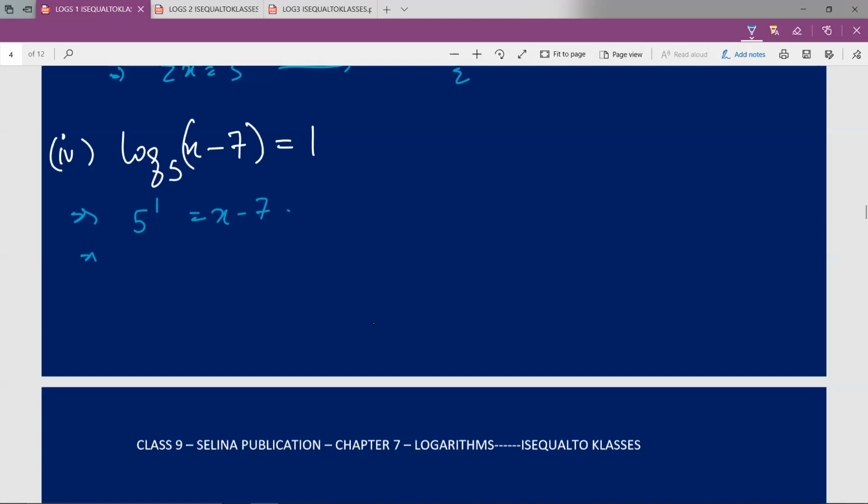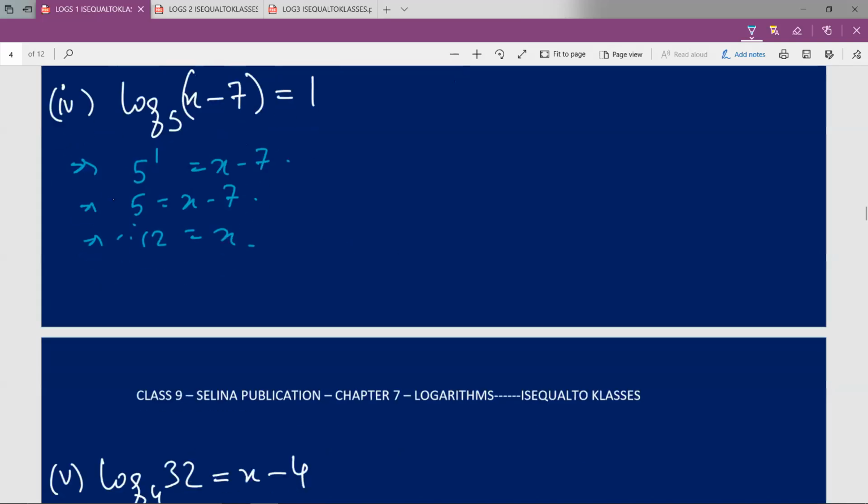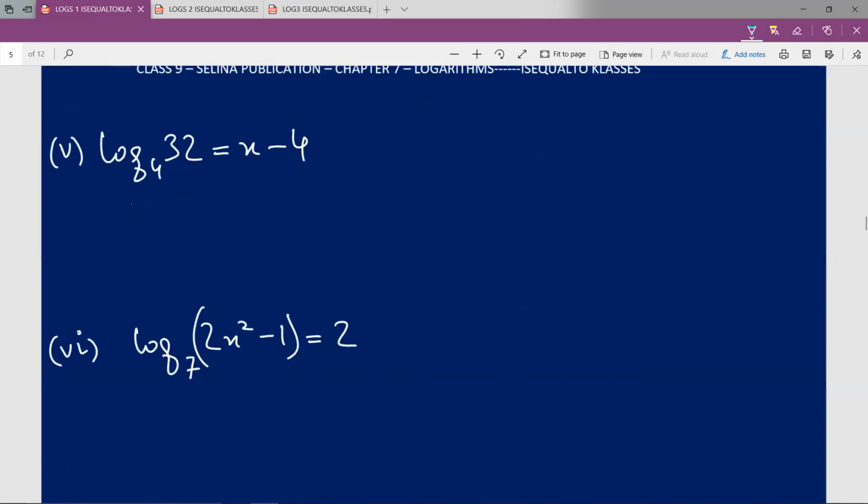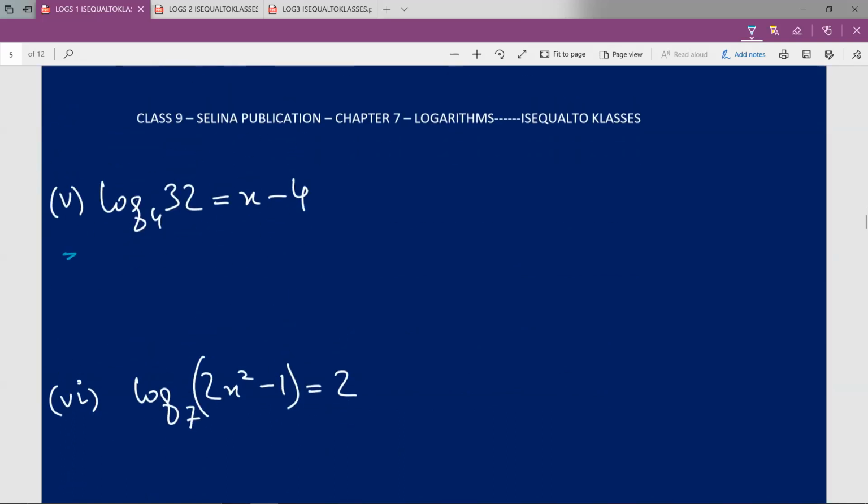Now 5 raised to the power 1 can be written as 5 simply because 5 into 1 is 5. So over here, 5 raised to the power 1 can be written as 5 is equal to x minus 7. So therefore, in the RHS, minus 7 will go to the LHS and become plus 7. So therefore, 5 plus 7 can be written as 12. So therefore, 12 will be equal to x. So that brings us to the end of this fourth subpart. Okay. Moving on to the next subpart, fifth subpart.